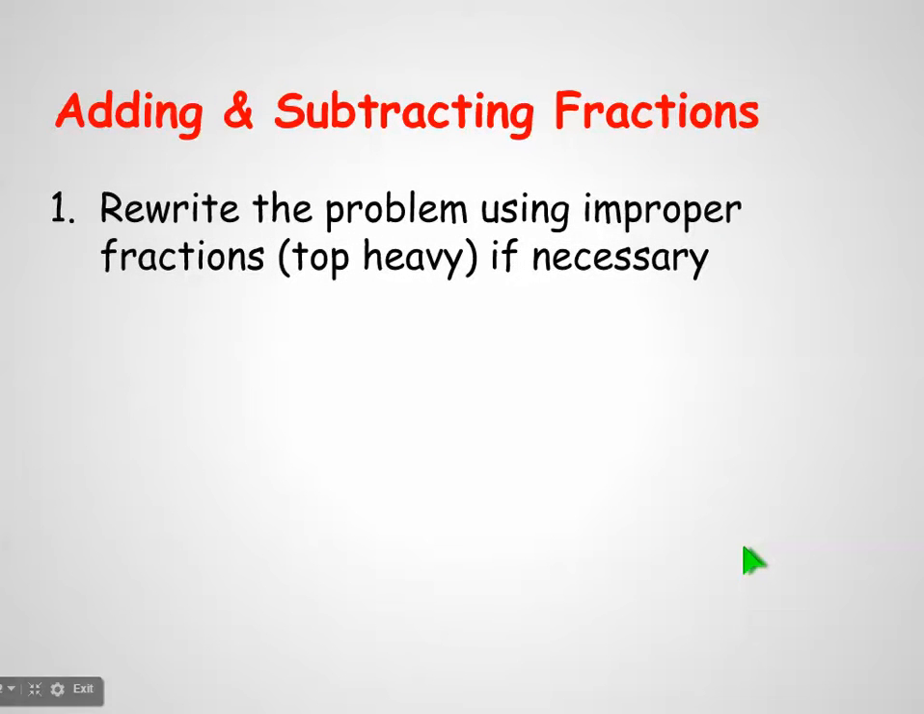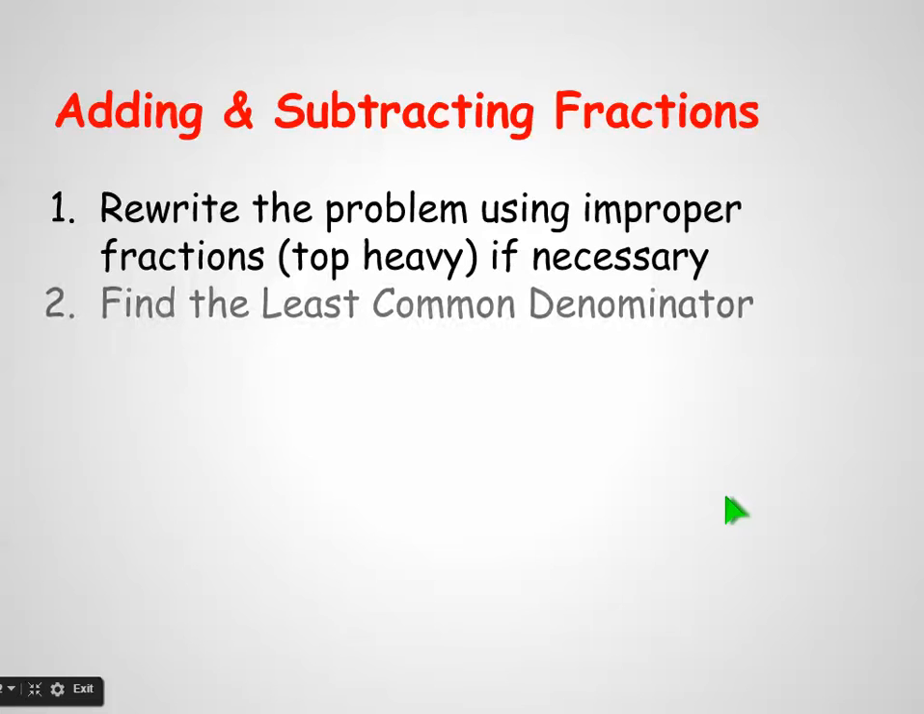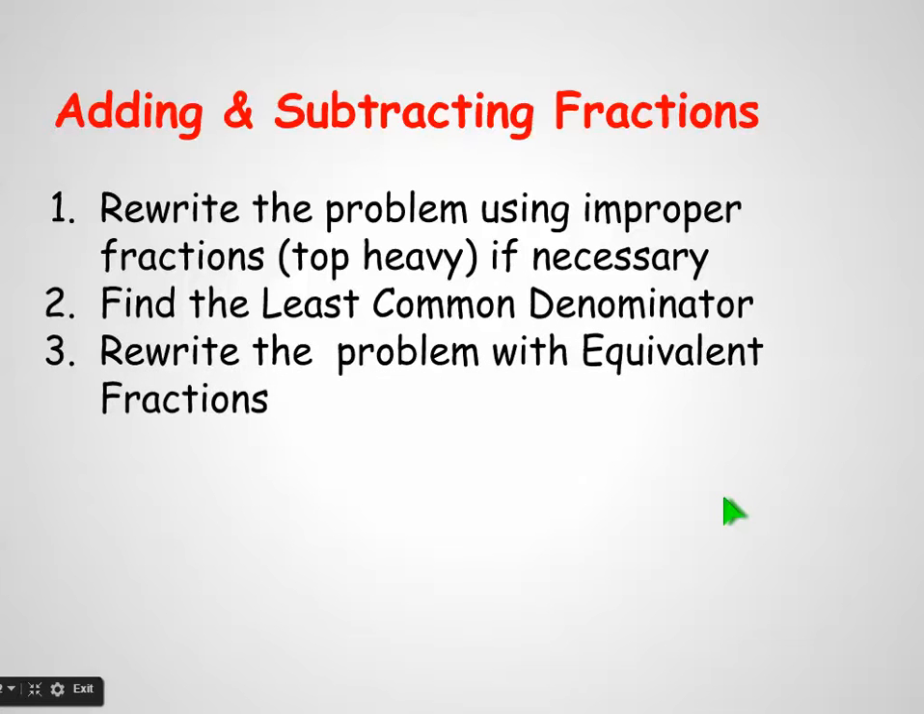First of all, we need to rewrite the problem using improper fractions, that is, top-heavy fractions, if necessary. In this example, it will not be necessary. You need to find the least common denominator. If you have two fractions, three fractions, doesn't matter, find the least common denominator. You then want to rewrite the problem with equivalent fractions. 90% of the problem is now done.